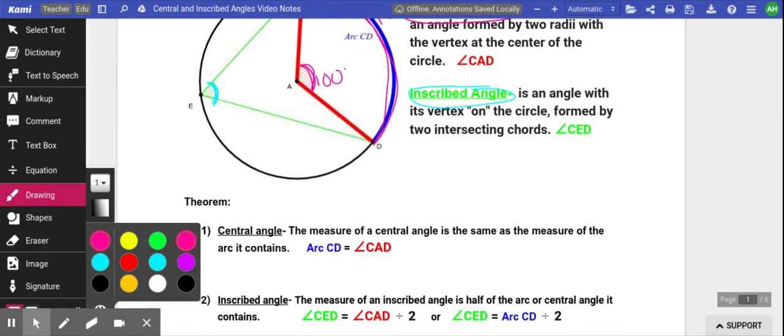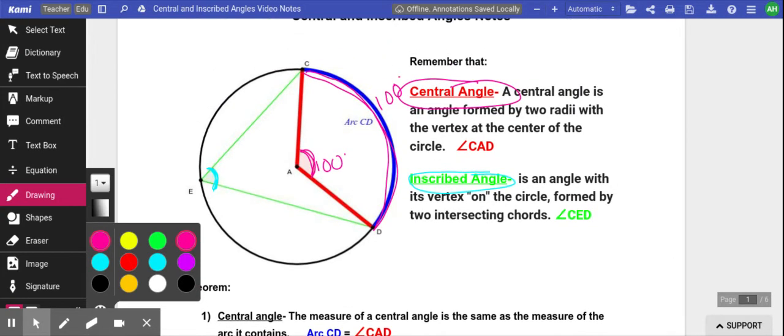Okay, the measure of an inscribed angle is half of the arc or central angle it contains. So if this is 100 degrees, the inscribed angle, this guy over here, is going to be half of that. So that one is 50.